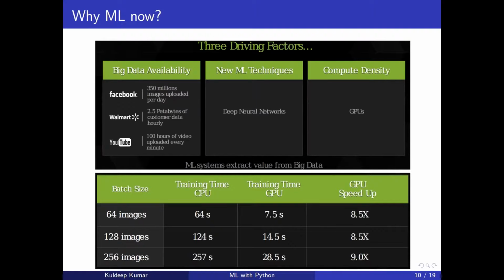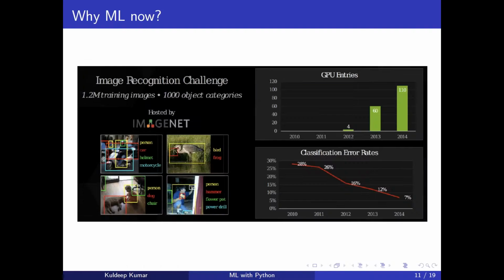Just to give an example, imagine you take a photo and you want to process it to name what is in it. It is going to take around 250 seconds on a CPU, but with a GPU it is going to take around one tenth of the time. These are the advances we are getting. To give you a better idea, for example, there is an ImageNet challenge which is there.